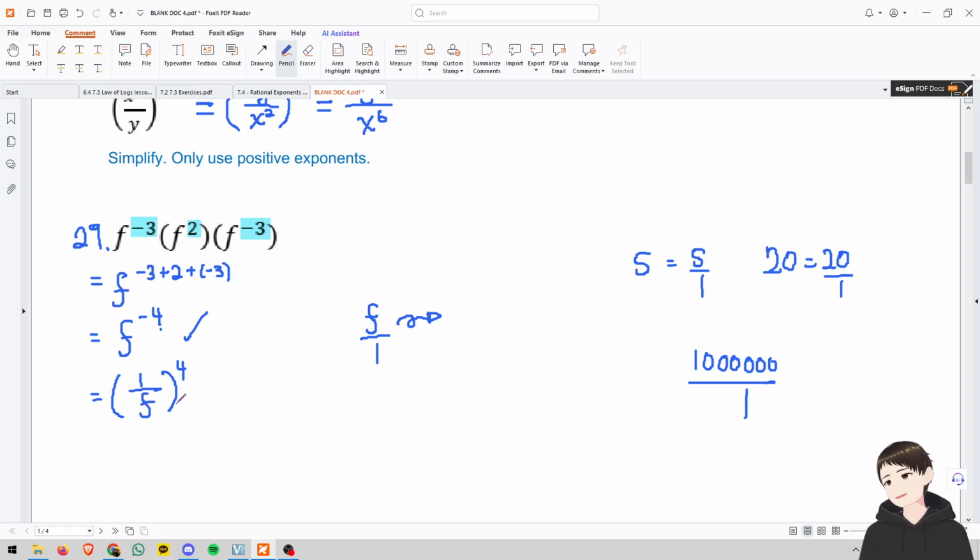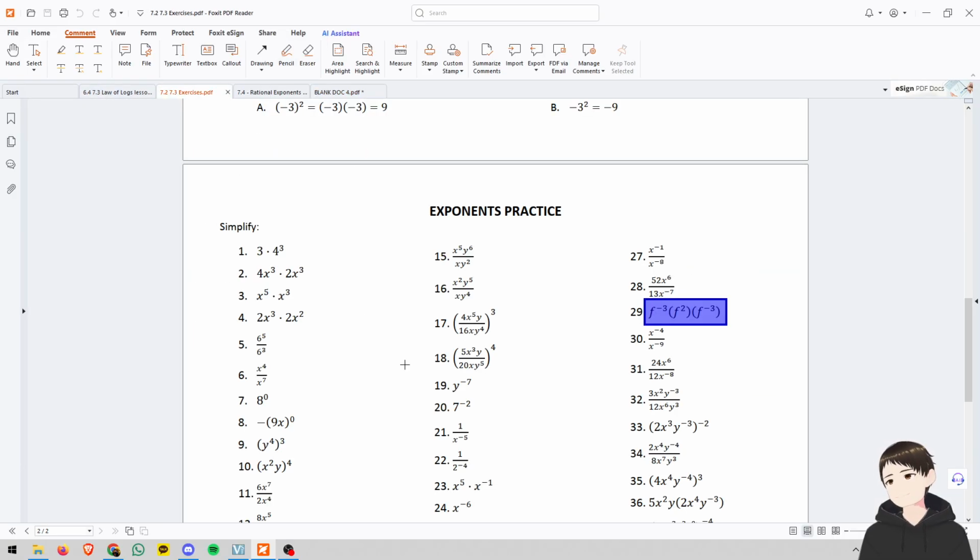And we're done. You can leave it as that, or you can apply the power of a power rule. This is 1 to the power of 4 over f to the power of 4. And we're done. Let's try one more before we call it, and you have some time to practice this.